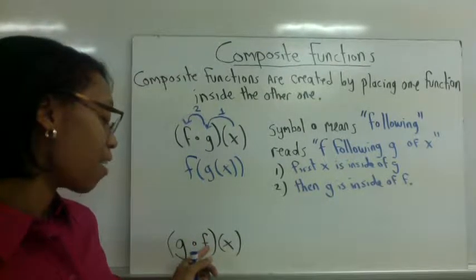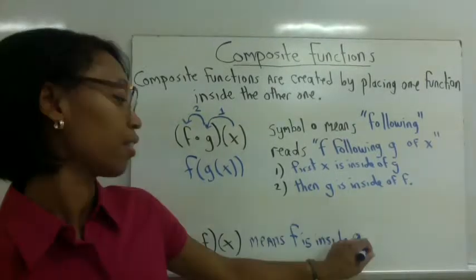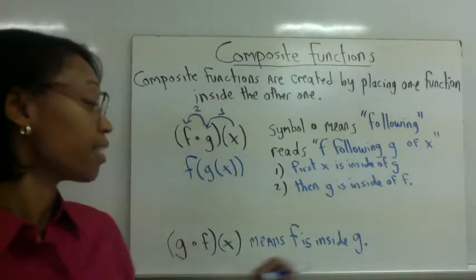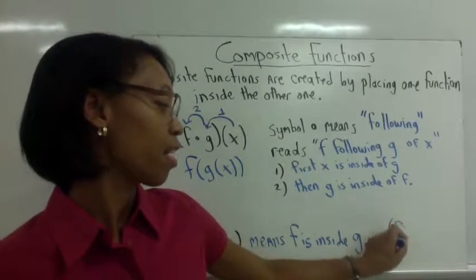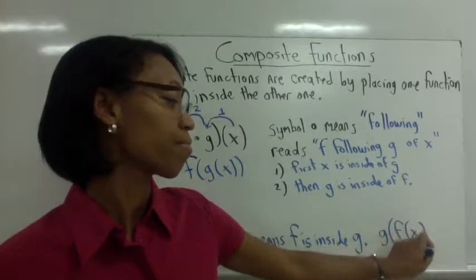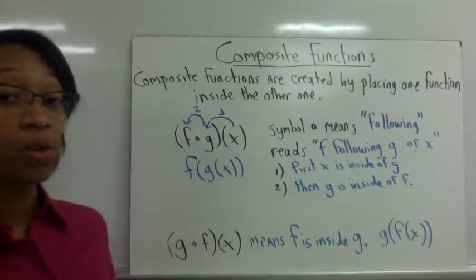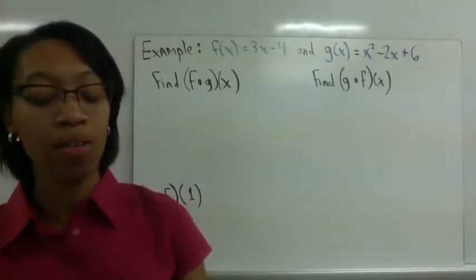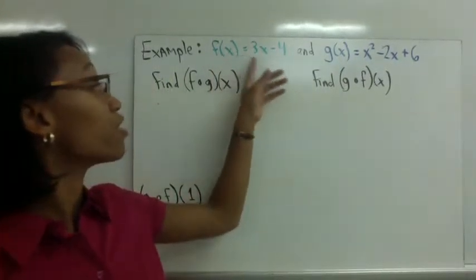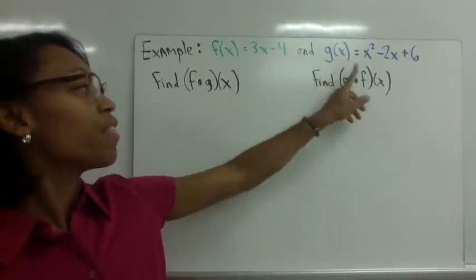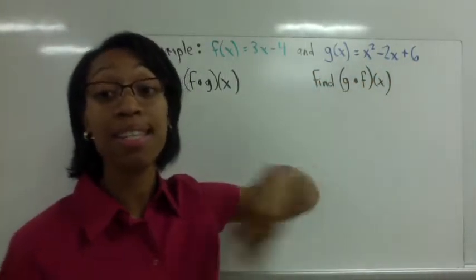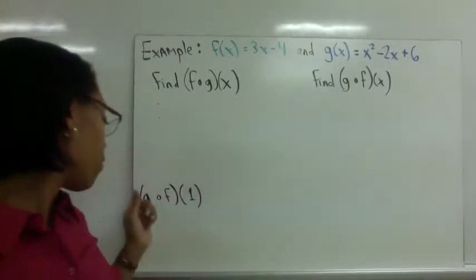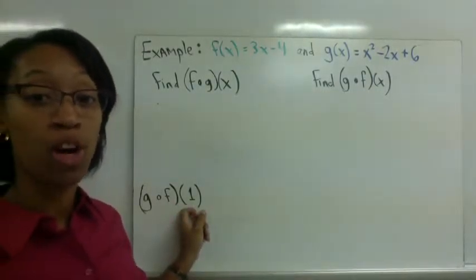That's what that means. Now, look at it the other way around. Now, the f is inside of the g. Okay, so the f has been plugged into the g here. And again, we could write this as g of f of x. All right, so let's look at an example of solving some of these. If I tell you that f of x is 3x minus 4 and g of x is x squared minus 2x plus 6, can you find f of g? Can you find g of f? Can you find f of g evaluated at 1?